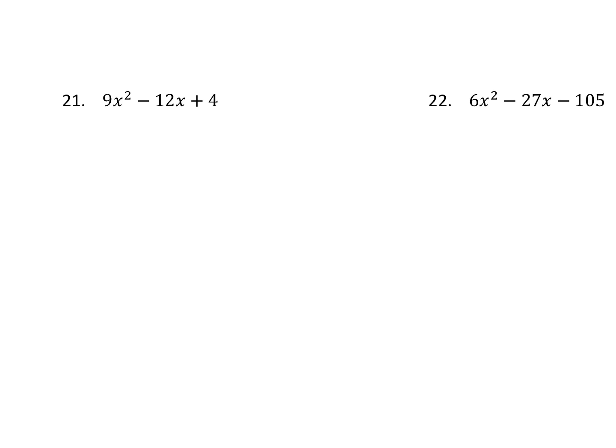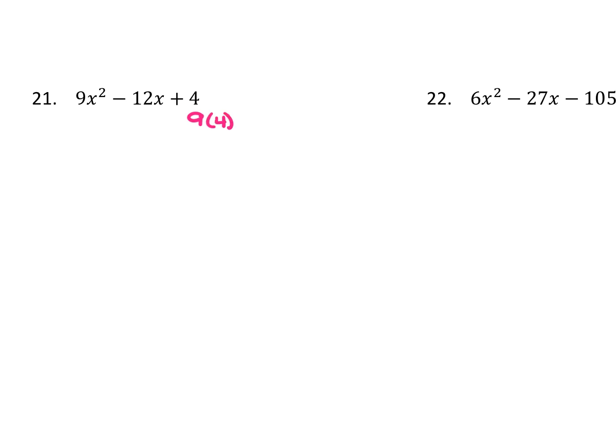For 21, you have 9x squared minus 12x plus 4. Again, you do not have a greatest common factor here, so 9 times 4 is 36. Your factors of 36 that add up to be negative 12 are going to be negative 6 and negative 6, so this gives you 9x squared minus 6x minus 6x plus 4.